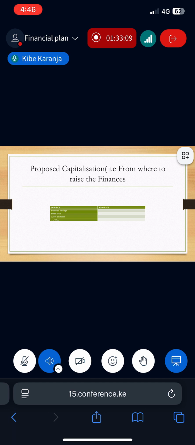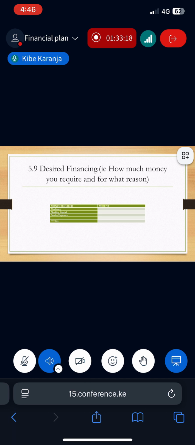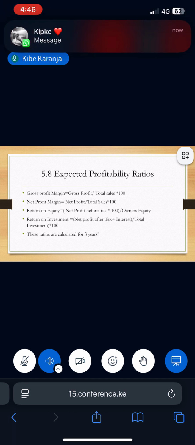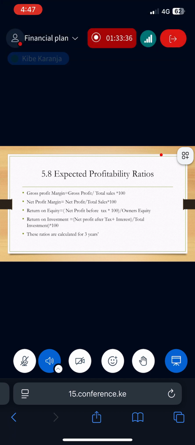And that underlines the balance sheet equation where I said you should always have assets and liabilities balancing. So that is it. Any questions? That's the end of the financial plan. Any questions or clarifications?